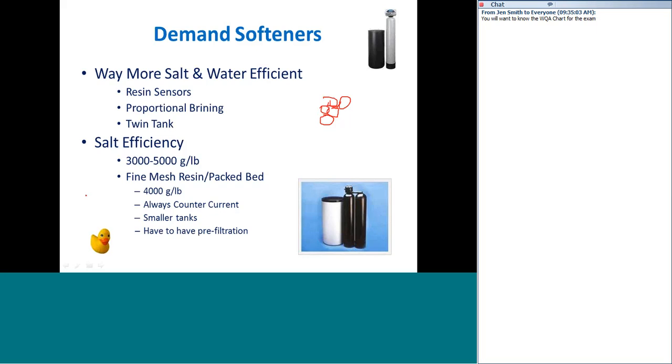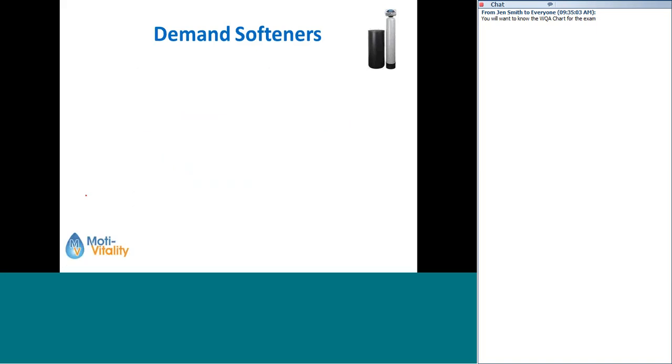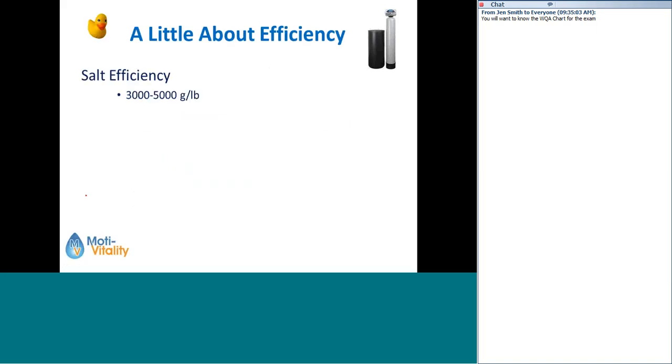They typically do need pre-filtration because they're more susceptible to sediment and sand getting in and ruining it. Okay, a little bit more about efficiency. Like I said, 3,000 to 5,000 grains, 3 to 7 pounds of salt per cubic foot is what you typically want to see. A good efficient unit will use 18 to 33 gallons of water, and 3,350 grains per pound is considered to be an efficient unit.